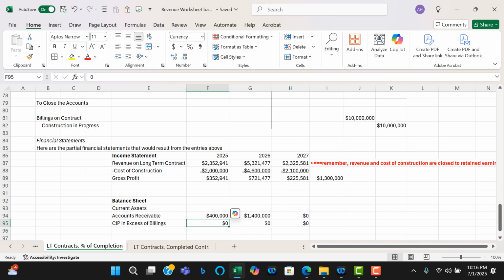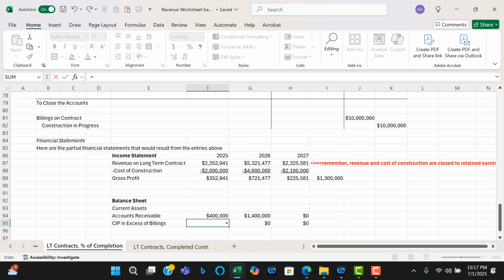But if billings is the liability. If billings exceeds the construction progress, you're going to put it in a current liability. In this case, because this is a simple example, I made the example so construction in progress always exceeds billings.